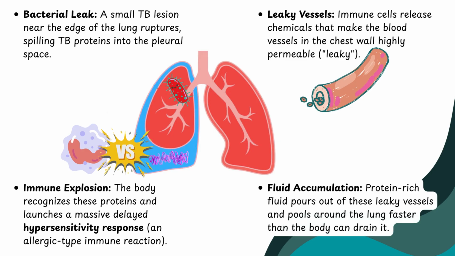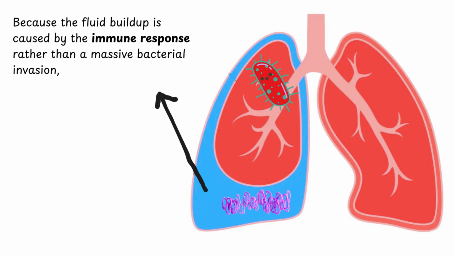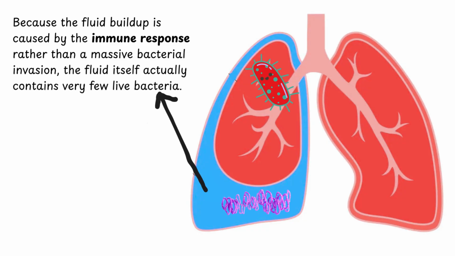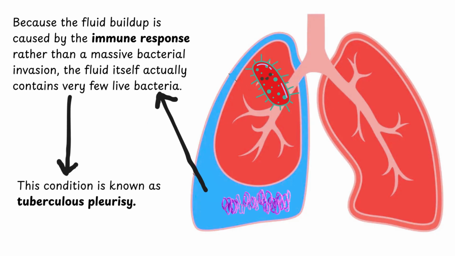Fluid accumulation. Protein-rich fluid pours out of these leaky vessels and pools around the lung faster than the body can drain it. Because the fluid buildup is caused by the immune response, rather than a massive bacterial invasion, the fluid itself actually contains very few live bacteria. This condition is known as tuberculous pleurisy.